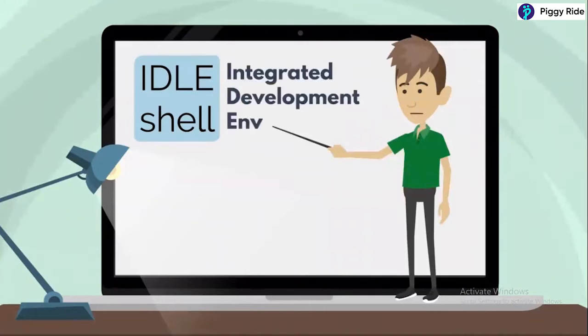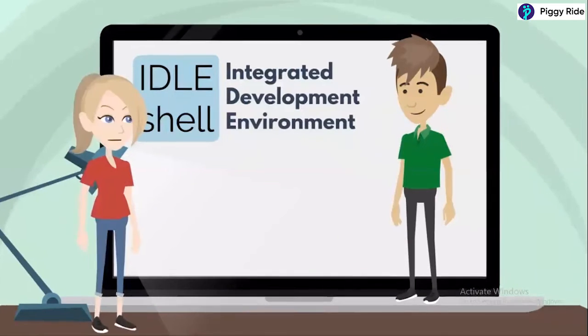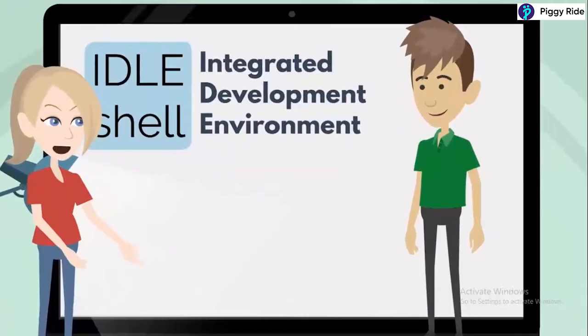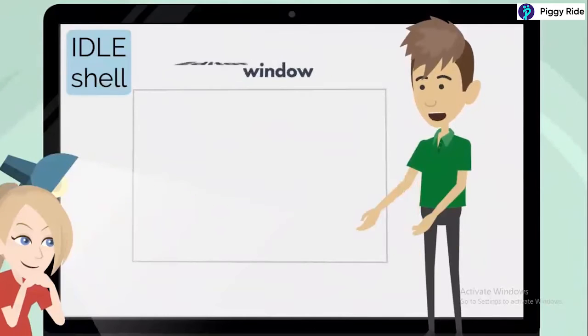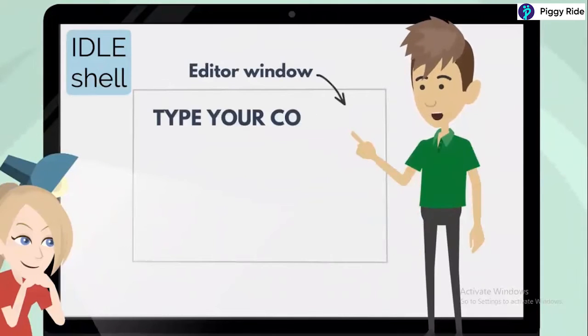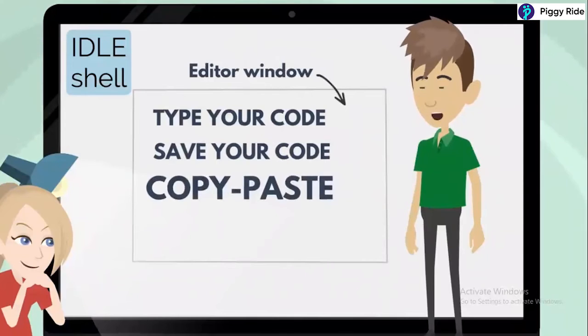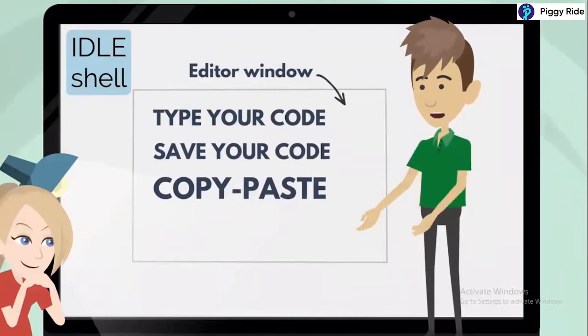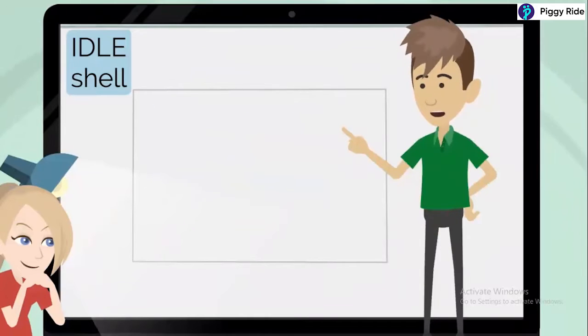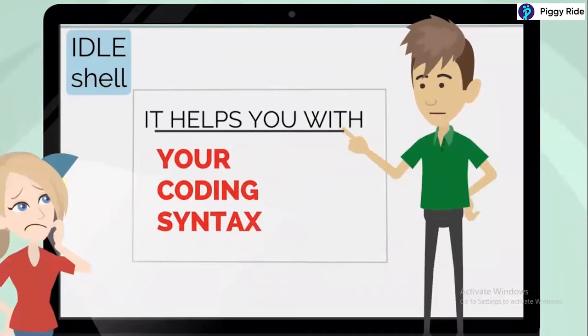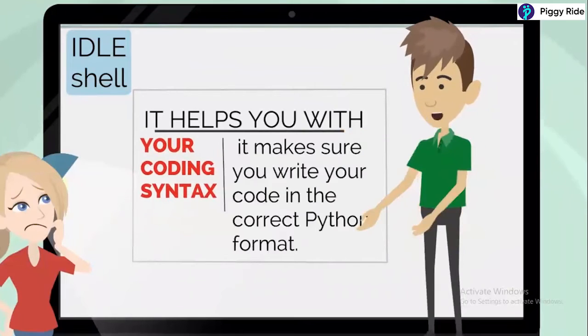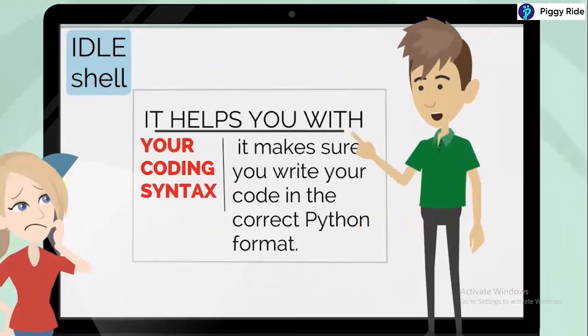IDLE stands for Integrated Development Environment. Why is it ideal for Python? For starters, it provides you an editor window where you can type your code and save it. It also allows you to copy, paste, and do things that most word processors do. Secondly, and most importantly, it helps you with your coding syntax.